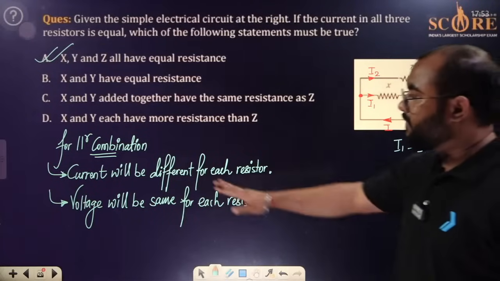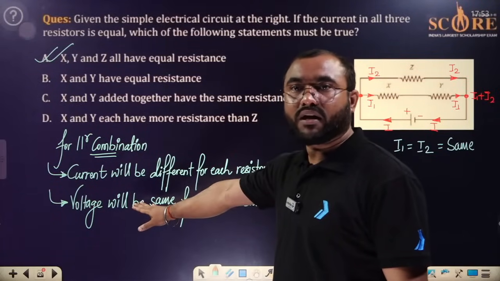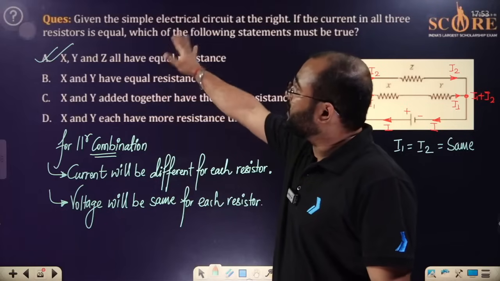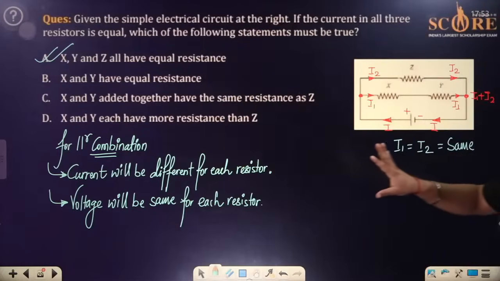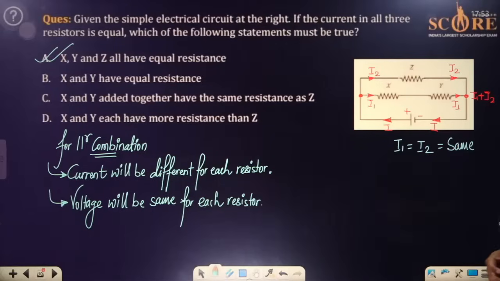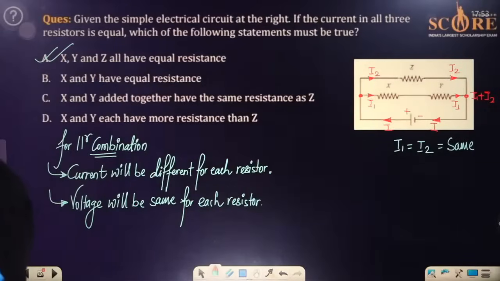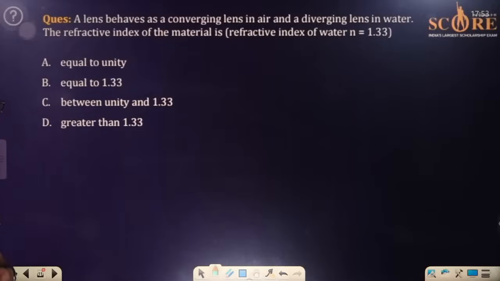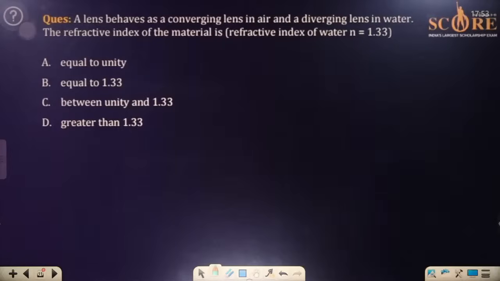But since we have learned these points that we have to remember for the parallel combination, still the question is saying that the current passing through the resistors is the same. That can only happen when the resistor values are the same. Because the resistance value is the same for each resistor, it will draw the same amount of current. That is why the answer will be A, everyone. X, Y, Z all are equal resistance. Moving to the next question.